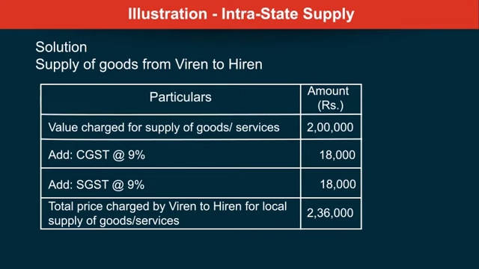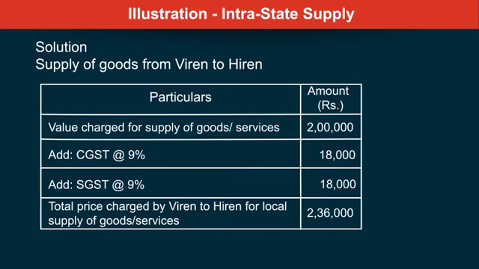This is the price which will be charged by Viren to Mr. Hiren. This happens because Mr. Viren and Hiren are both doing business in the same state, that is Gujarat. Now for the subsequent sale by Mr. Hiren to Mr. Mihir, the sale is also within the same state. Therefore again CGST and SGST are made applicable.